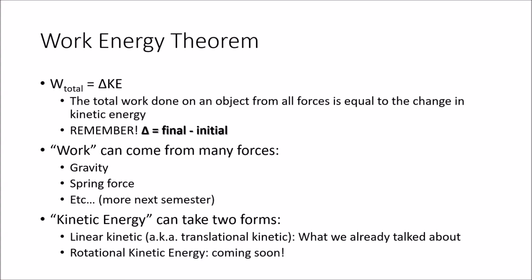We need to remember also that delta represents final minus initial. Whenever we see delta in an equation, we can always think final whatever minus initial whatever. We look at delta KE, change in kinetic energy. That is going to be the final kinetic energy, whatever kinetic energy you have at the end of the problem, minus whatever kinetic energy you had at the beginning of the problem, final minus initial.